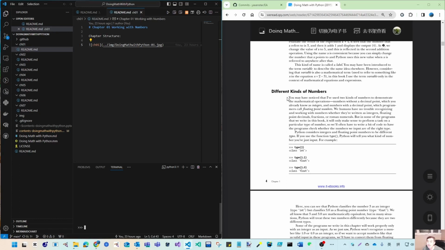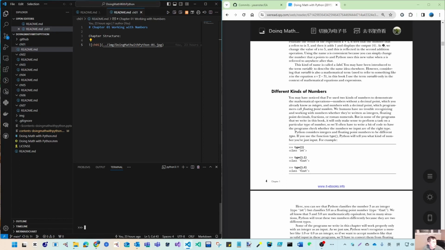The second part: we move to the third subchapter to show you the different kinds of numbers. You may notice that we use two kinds of numbers to demonstrate the mathematical operations. One is without a decimal point, which we already know is called an integer. With a decimal point, we normally call that floating point. A floating number is just like an integer with another fractional part.